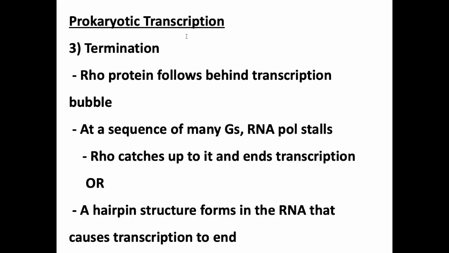So still under termination, a hairpin structure forms in the RNA that causes transcription to end. That's all I want to say about the rho-independent. You get a hairpin in the RNA, that makes transcription stop. Either one of these, rho or the hairpin, are ways that we can cause termination during transcription.